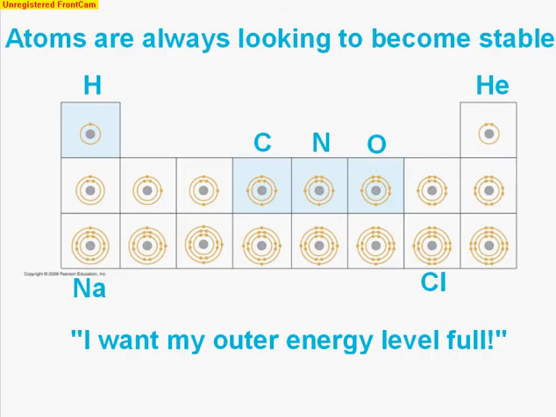Atoms are always looking to become stable, meaning they want their outer energy level full of electrons. And the solution to becoming stable is to bond with other atoms. Most of the time we're dealing with atoms that are looking for 8 electrons. The exception for our purposes will be hydrogen. Hydrogen is always looking for 2. 2 equals full for hydrogen. Everyone else that we'll deal with will need 8. 8 will be the magic number for carbon, nitrogen, oxygen, all the others.